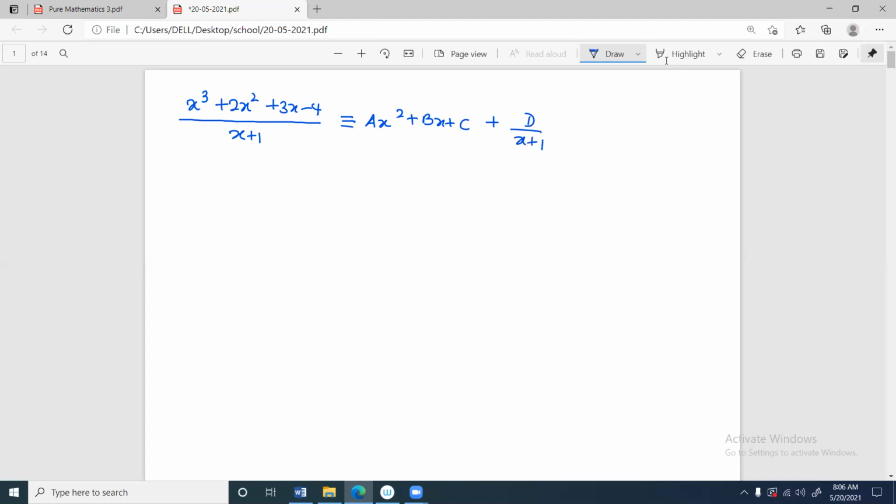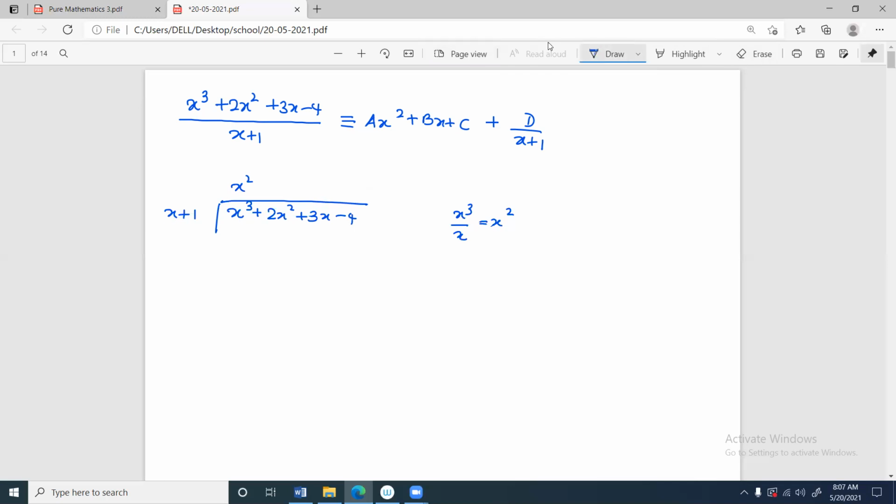This is a pretty simple question where we need to show this. You can use any technique, but practically it's easier to do the long division method. So x cubed plus 2x squared plus 3x minus 4 has to be divided by x plus 1. Take the first term x cubed and divide by x. How many x terms are there in x cubed? It turns out to be x squared. Then multiply this entire expression by x squared and write it below.